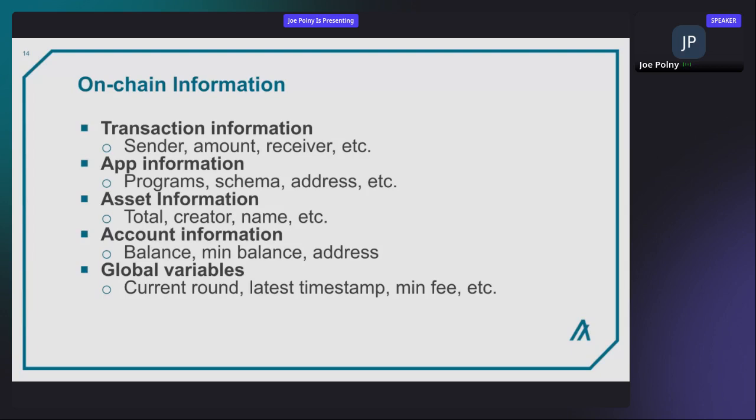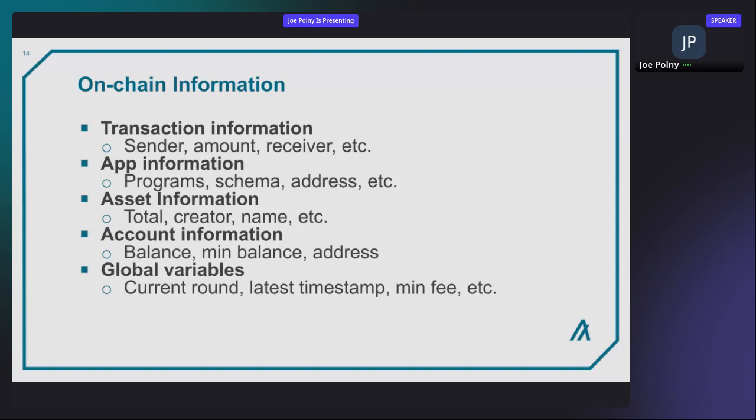And with grouped transactions, as I mentioned, you can have 16 transactions grouped atomically together. You can also read information about other transactions. So you could have a group where it's an application call and then a payment. And that application call also has access to all the information about the payment. So this is useful if you're doing something like an auction. You can have an app call that specifies your bidding, and then you can verify that the bid did indeed go through.